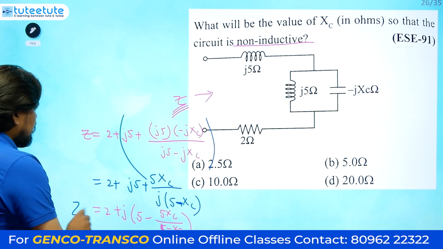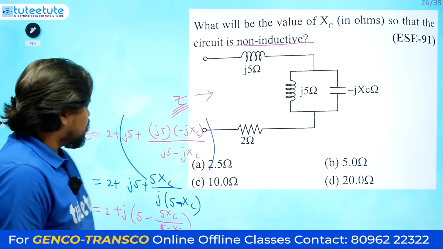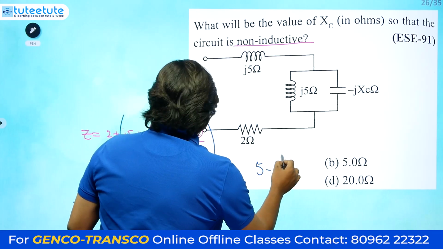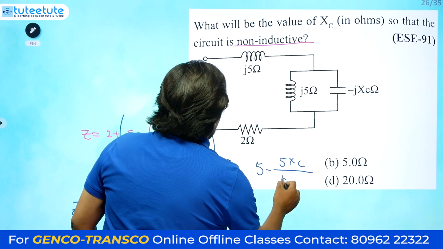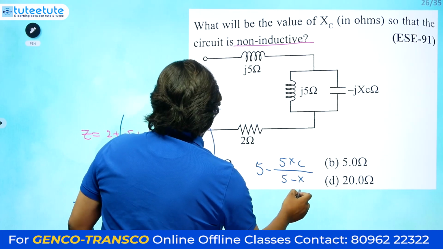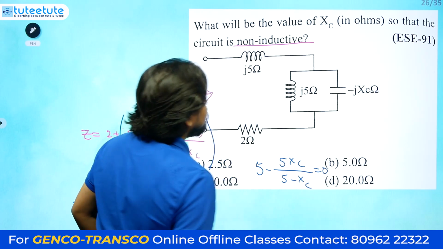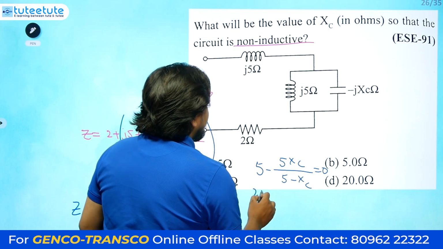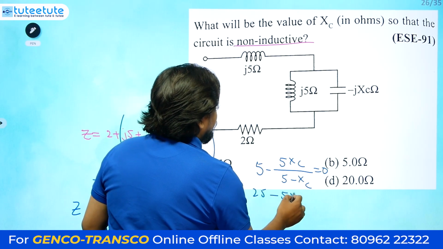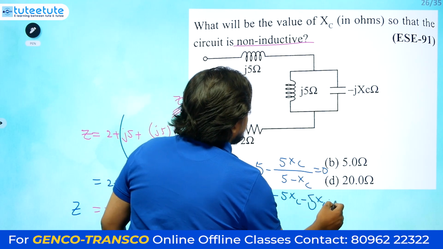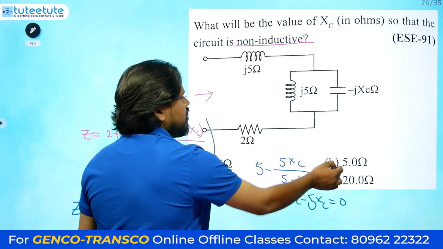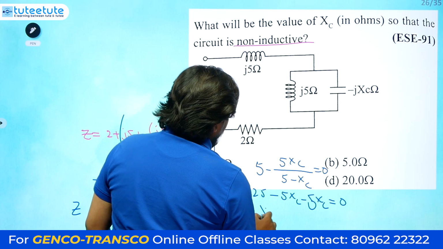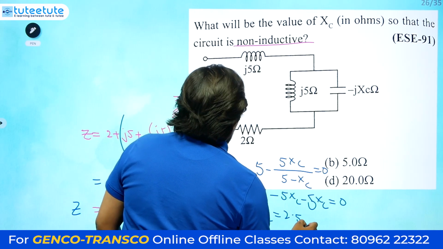So for the complete impedance, they told it has to be non-inductive, meaning this whole part must be equal to 0. So we need 5 minus 5XC divided by 5XC divided by 5 minus XC equals 0. If you take 5 minus XC like this, you will get 25 minus 5XC minus 5XC equals 0. It will go to the other side and multiply with 0, giving 0. Then 10 XC equals 25, XC equals 2.5 ohms.